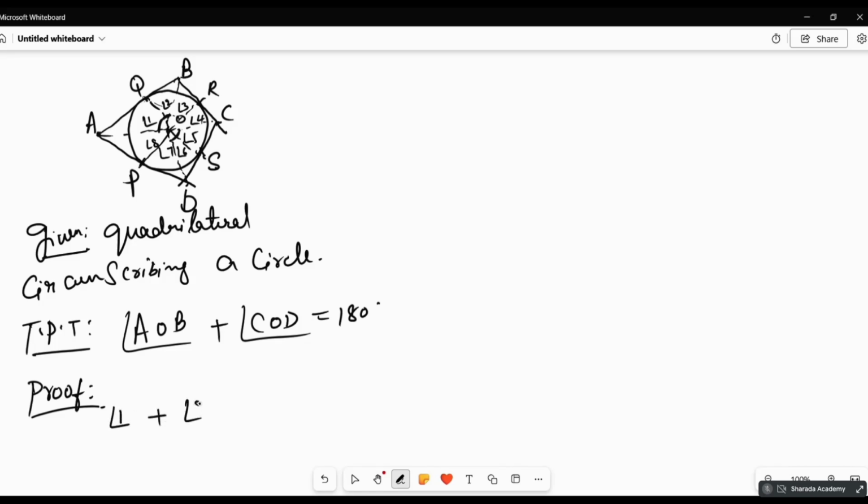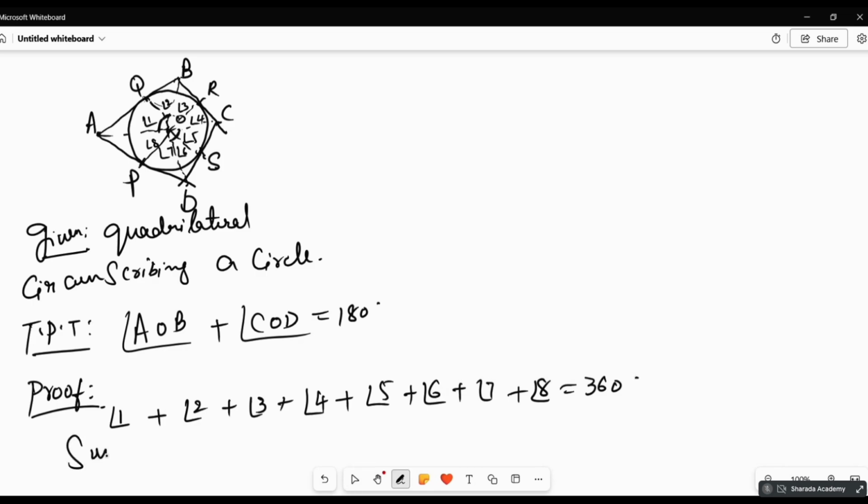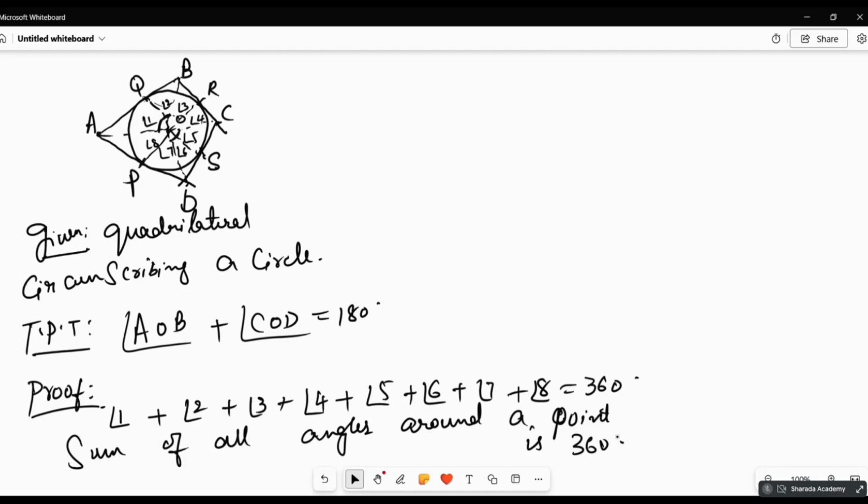Angle 1 plus 2 plus 3 plus 4 plus 5 plus 6 plus 7 plus 8, all angles together it is 360 degrees. What is the reason? Sum of all angles around a point is 360 degrees. Sum of all the angles around a point it is 360 degrees.